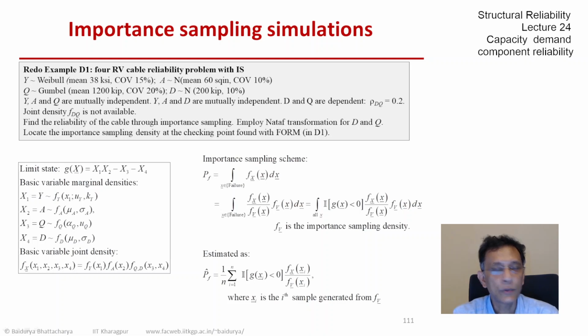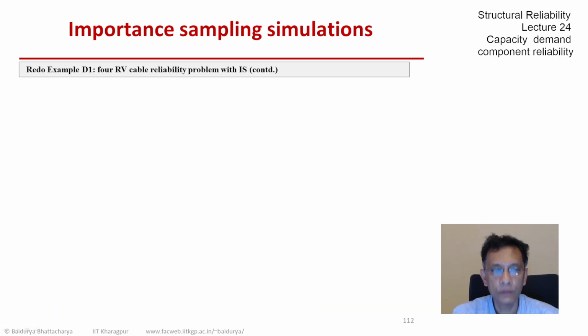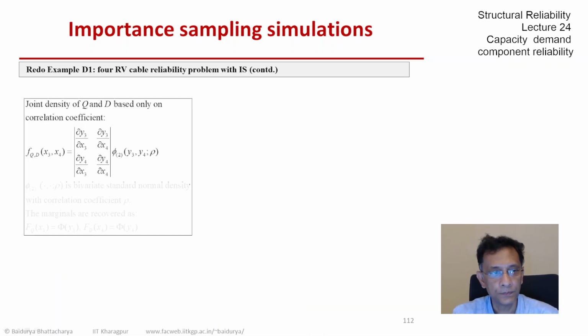For x1 and x2, for yield and area, it's straightforward because they are independent. All we need is to know their marginal distribution function, and we can invert that with a uniform 0, 1 deviate. For Q and D, we need to go through a few steps, so let us take them.